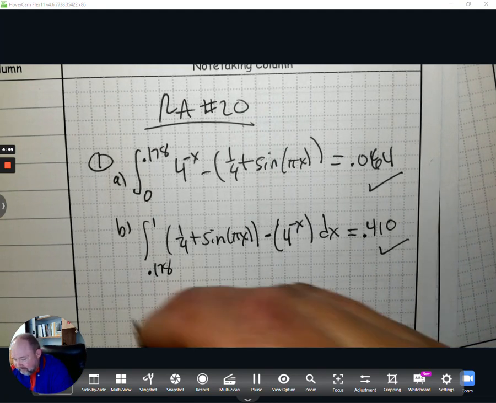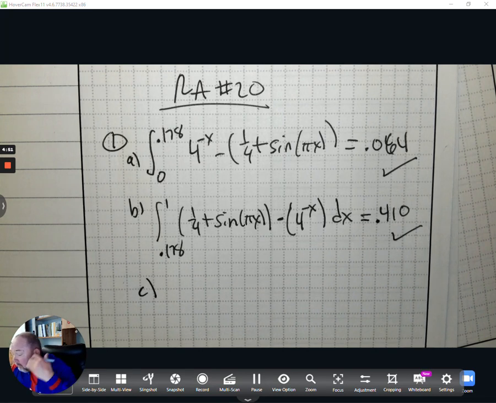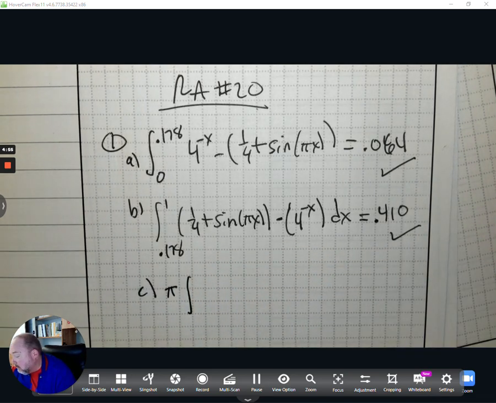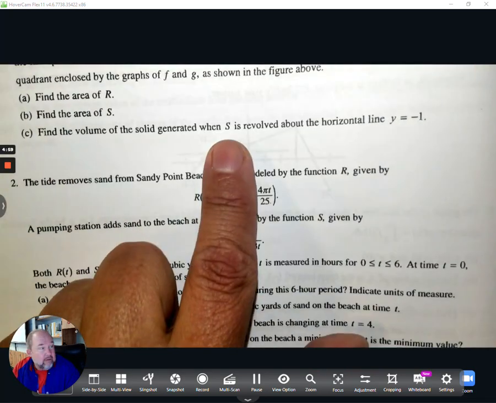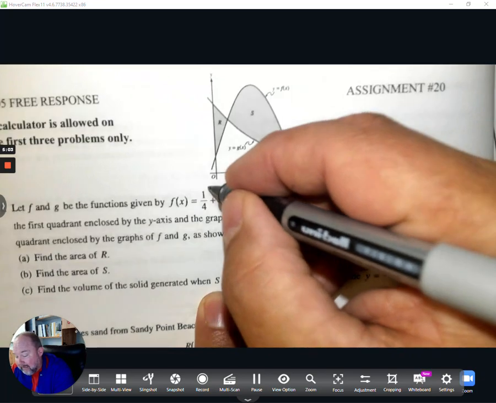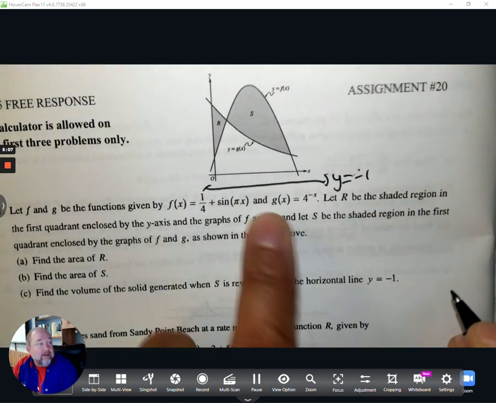Part C. Find the volume generated when we're revolving. So if we're revolving, it's going to be pi. Which one? Am I doing R or S? Am I revolving S, and it's around the line y equals what? Negative 1, which is down here.